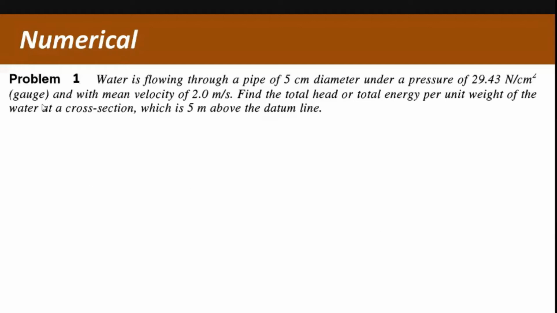Gauge means, we know there are two types of pressure, absolute pressure and gauge pressure. Gauge pressure is measured with respect to atmospheric pressure. So it is 29.43 Newton per centimeter square above atmospheric pressure. And with a mean velocity of 2 meter per second, find the total head or total energy per unit weight.